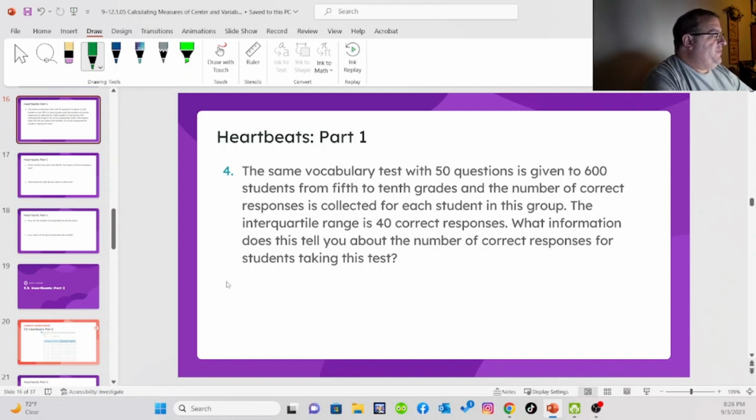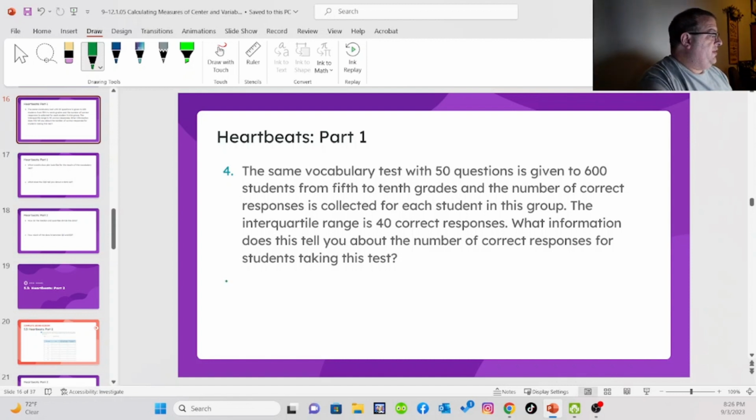Number 4, the same vocabulary test with 50 questions is given to 600 students from 5th to 10th grades and the number of correct responses is collected for each student in the group. The interquartile range is 40 correct responses. What information does this tell you about the number of correct responses for students taking this test?